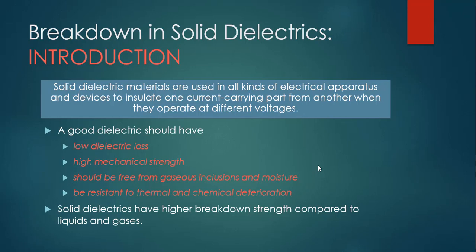A good dielectric should have certain properties. What could be the properties? It should have a low dielectric loss. That means when it is used as an insulator, it should produce a low amount of loss.